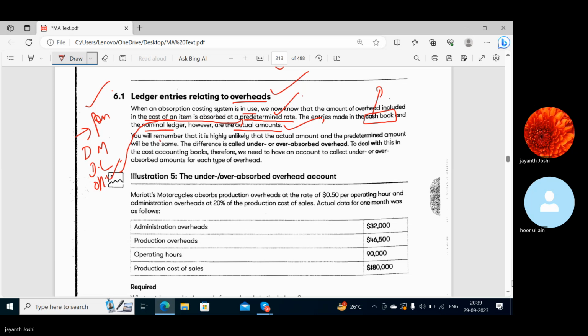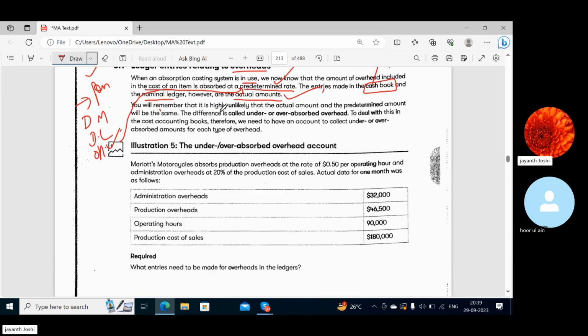Now you will remember that it is highly unlikely that the actual amount and the predetermined amount will be the same. It is very tough that what you estimated is definitely going to be what you actually incur. You estimated that $1,000 should be the overhead. It will be a very rare case whereby the actual amount you spend is also 1,000. Various times what you estimated is 1,000 and what you're paying is either 1,200 or 800. That can be the case. Now there comes the concept of under and over absorption, right?